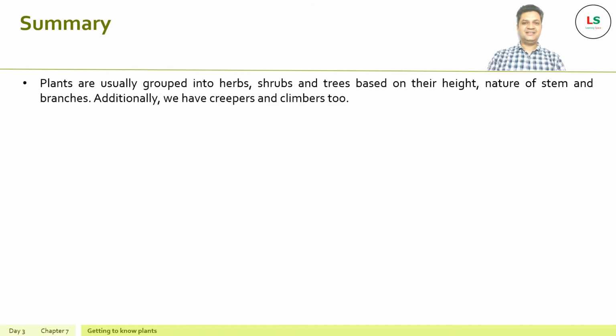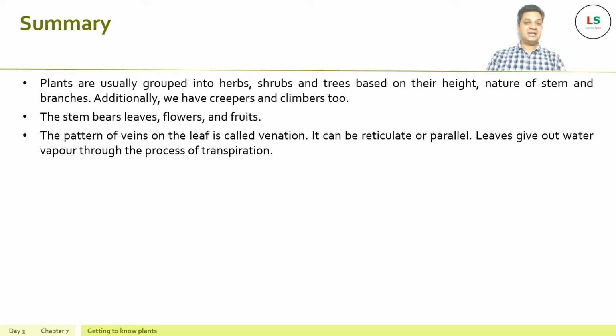Let's summarize the chapter. Plants are usually grouped into herbs, shrubs, and trees based on their height, nature of stem, and branches. Additionally, we have creepers and climbers too. The stems bear leaves, flowers, and fruits. The pattern of veins on the leaf is called venation. It can be reticulate or parallel.